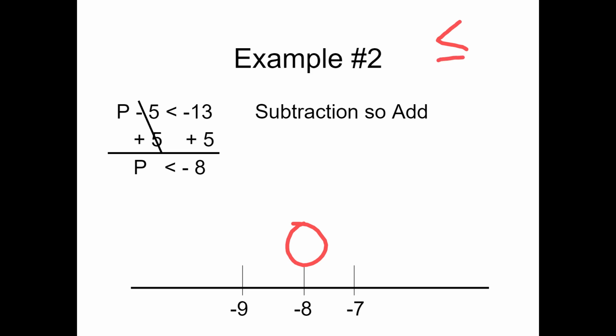If I take the time to draw the line underneath it, then when I draw my circle, I need to take the time to color that circle in. Because this one doesn't have the line underneath it, my circle is open. It's called an open circle. So if p is less than negative 8, all the numbers that are less than negative 8 are going to be to the left on the number line. All right, let's go to the next one.